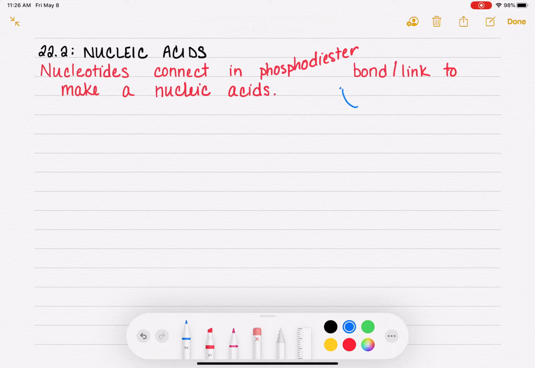The phosphodiester bond is a connection between one of the OH groups of, we're going to say, nucleotide number 1 and the phosphate group of nucleotide number 2.